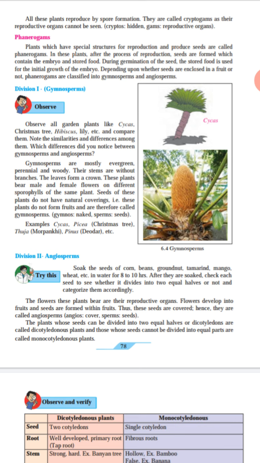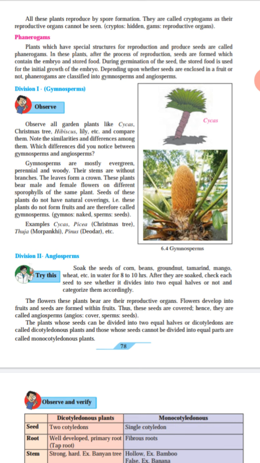Okay. The next point, the flowers of these plants. In angiosperms, flowers are the reproductive organs. Flowers develop into fruits, and seeds are formed within the fruits.